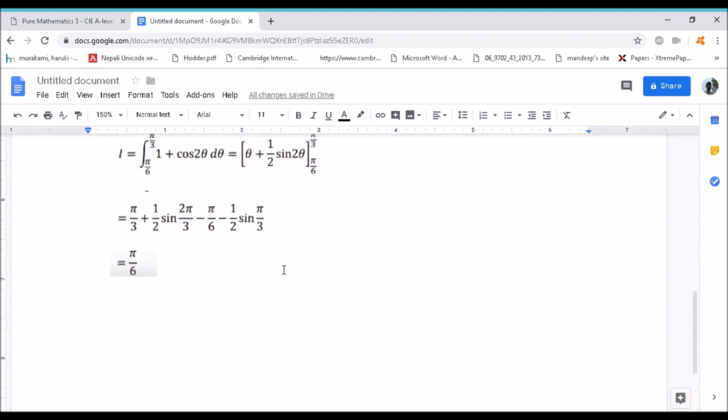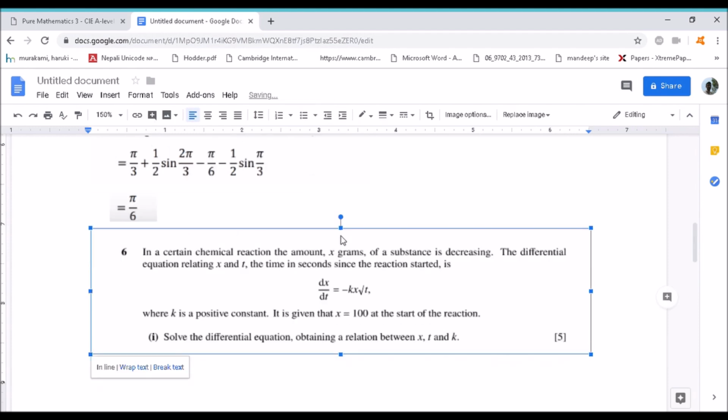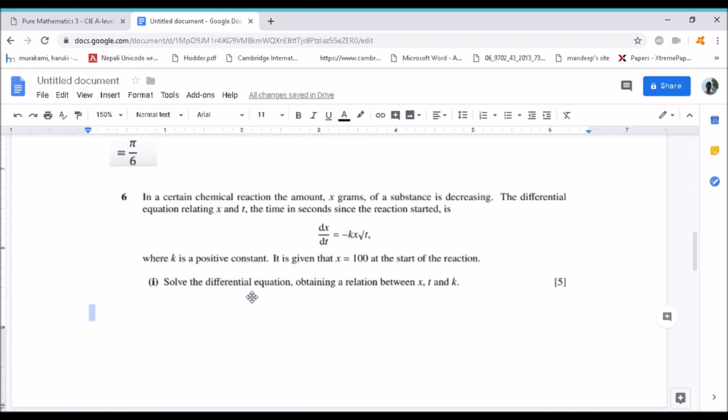That's how you get the answer. Now let's move into the second question. Another question, question number 6. Let's read the question first. I recommend you read the question as many times as you can. If you don't understand the question, read as much as you can, because if you understand the question, you can easily solve the answer.